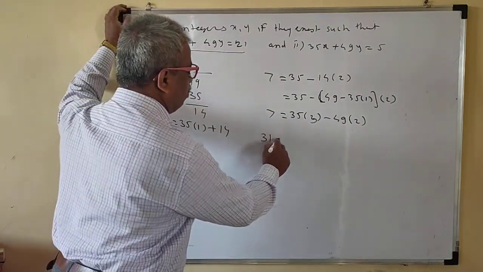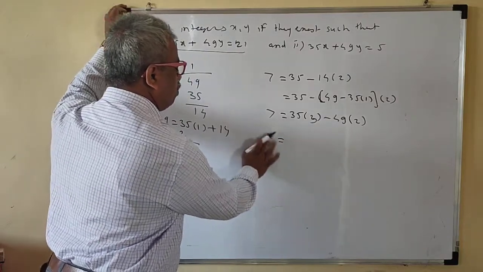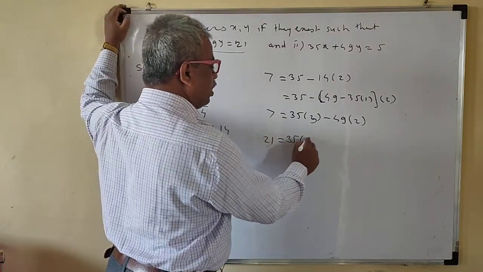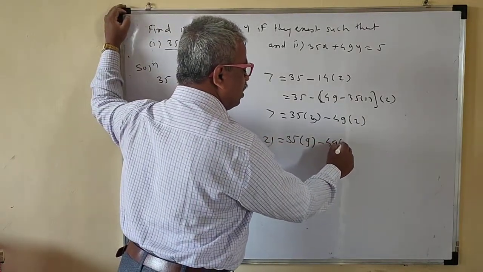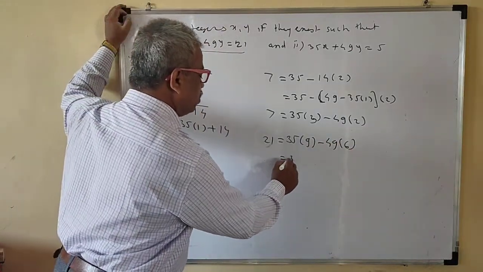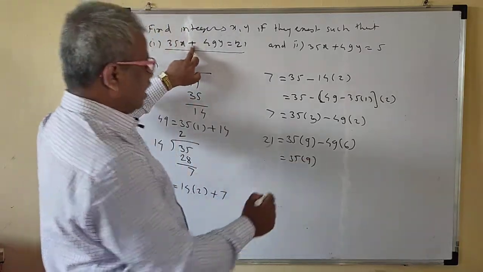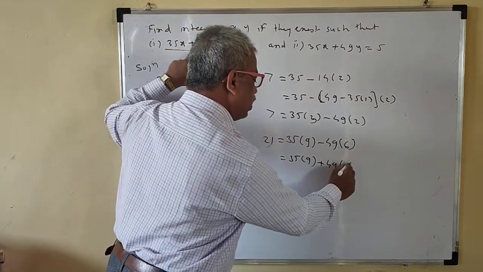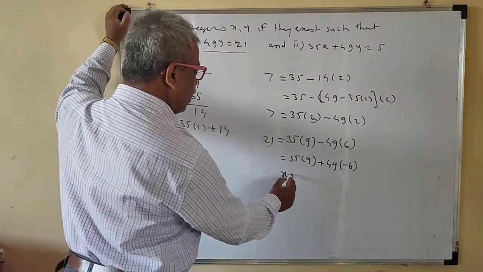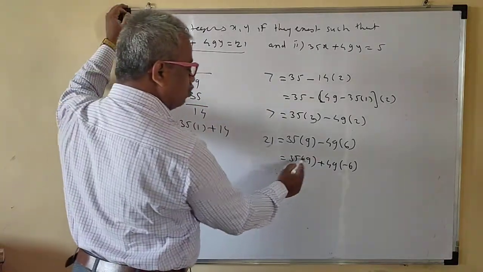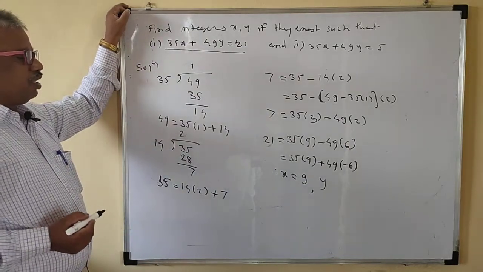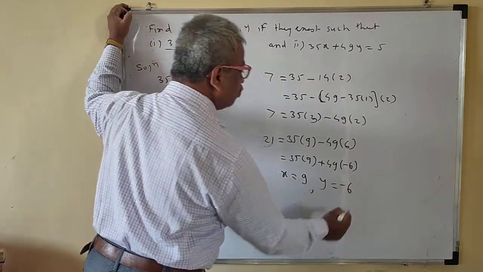So multiply by 3 now. So this will be 21. We are multiplying by 3. So this will be 9 minus 49, we are multiplying by 3. So this will be 6 now. Therefore we can write 35 into 9, this is plus sign here, so plus 49, and we write in minus sign, minus 6 in the bracket. So what is your x then? x is the coefficient of 35, so the coefficient of 35 is 9, and y is the coefficient of 49, so it will be minus 6.